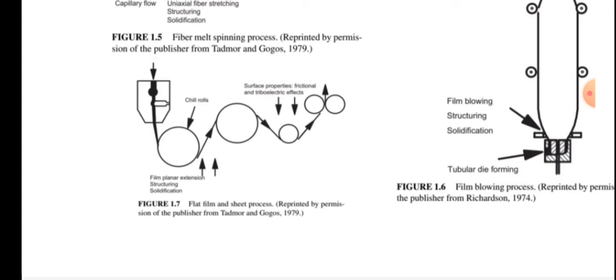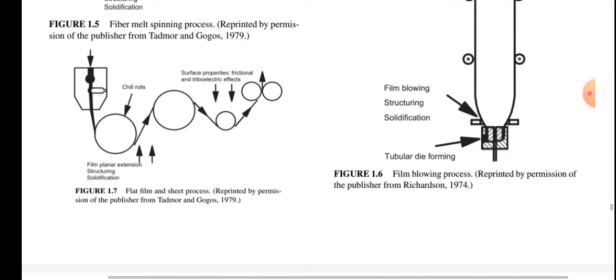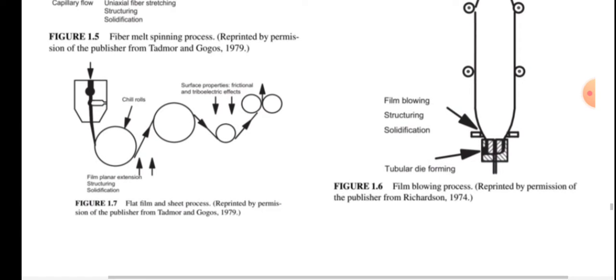Now we will see the figure of the flat film and sheet process. In this film process: planar extension, structuring, solidification, surface properties, frictional and triboelectric effects are given. Chilled rolls are given. Tubular die forming is given. Film blowing is given.